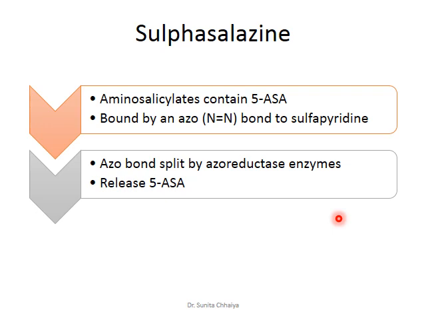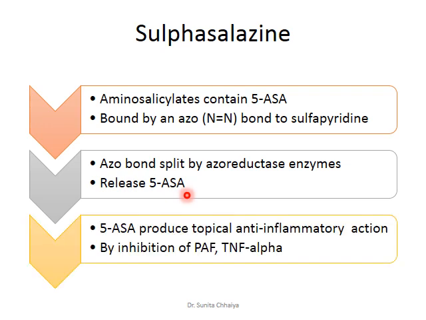When they reach the ileum and colon, the colonic bacteria can split the azo bond by the presence of the azoreductase enzyme. After splitting this bond, 5-amino salicylic acid and sulfapyridine are both released. The released sulfapyridine is absorbed and is mainly responsible for producing various adverse drug reactions.